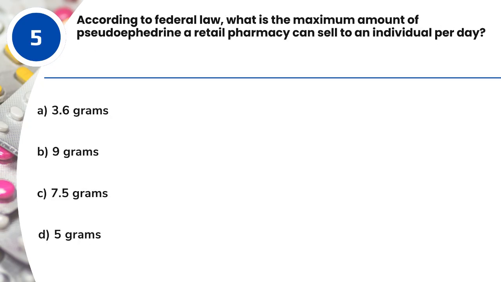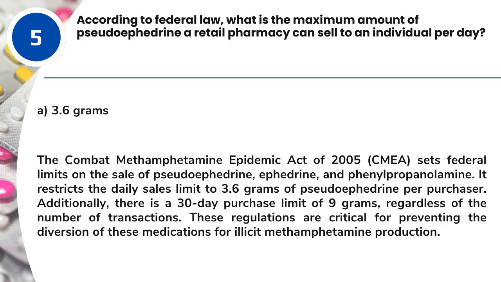Question 5. According to federal law, what is the maximum amount of pseudoephedrine a retail pharmacy can sell to an individual per day? A. 6 grams. B. 9 grams. C. 5 grams. D. 5 grams. Answer A. 6 grams. The Combat Methamphetamine Epidemic Act of 2005, CMEA, sets federal limits on the sale of pseudoephedrine, ephedrine, and phenylpropanolamine. It restricts the daily sales limit to 6 grams of pseudoephedrine per purchaser.